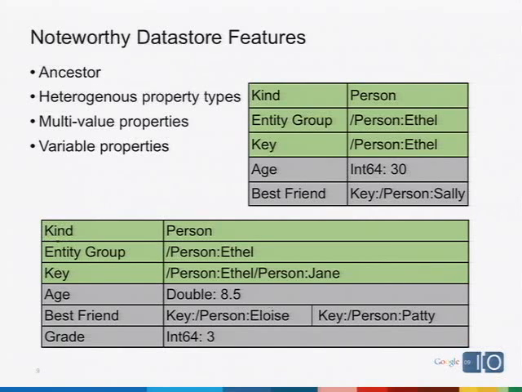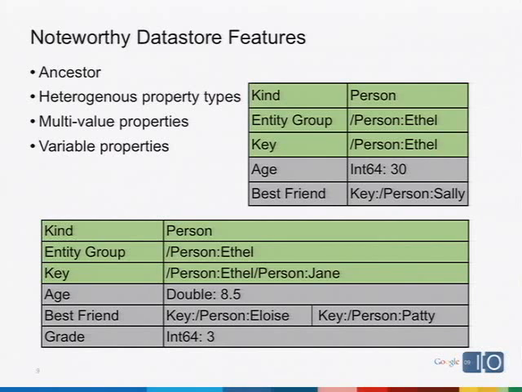And the way that we know that this person entity is a child of Ethel is we can look at the key, and we can see that the key consists of the key of the parent entity with the key of the child appended to it, right? We have person Ethel, person Jane. This uniquely identifies this entity and tells us that it's a child. And then if we look at the entity group, right, we can see that the entity group and the key are not the same.